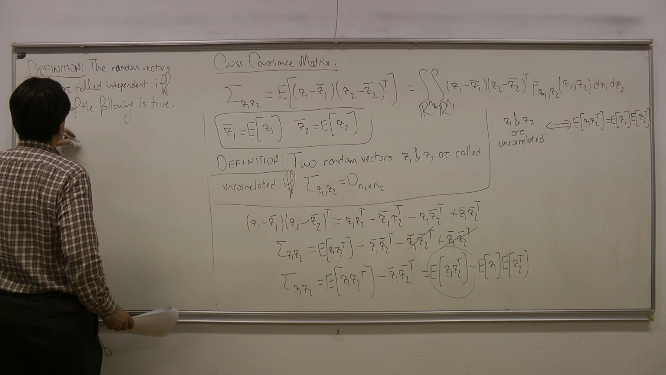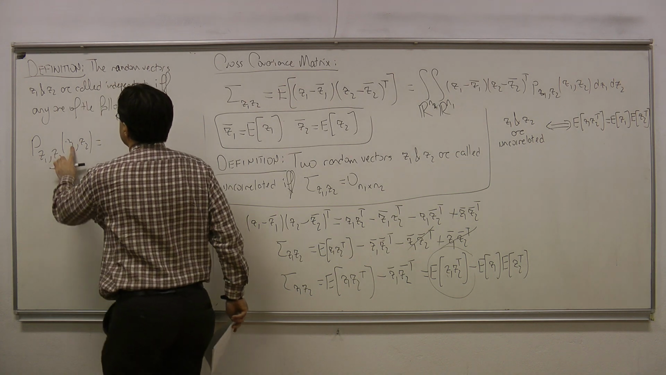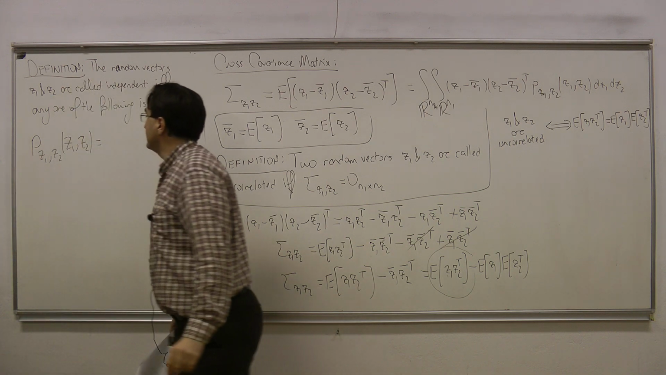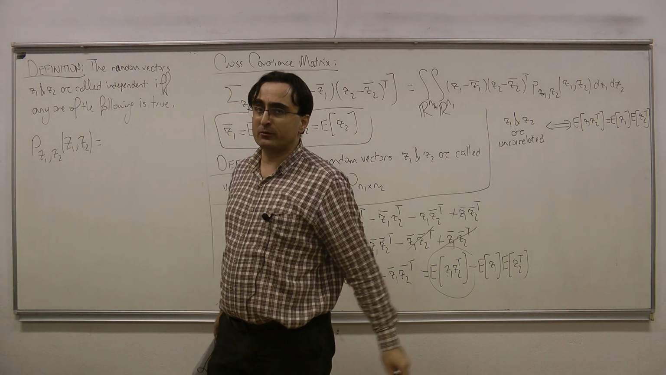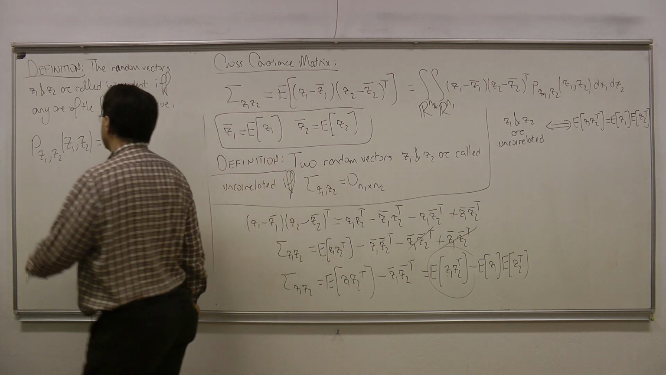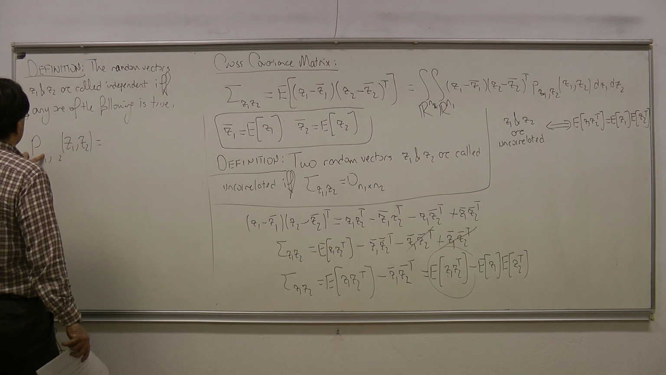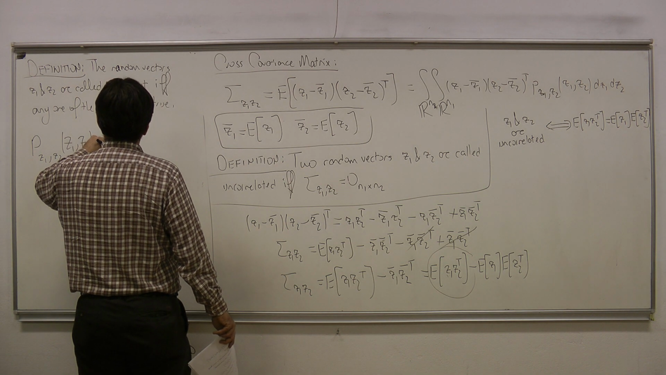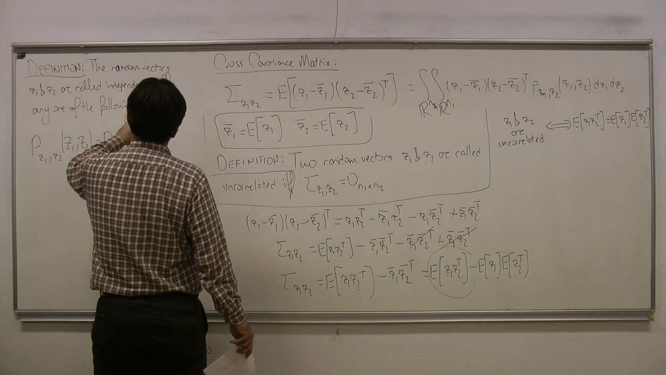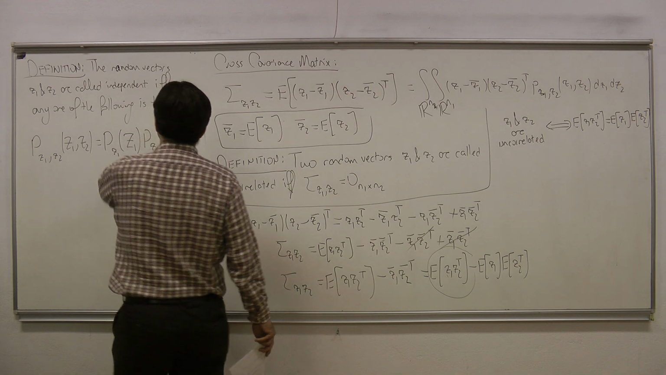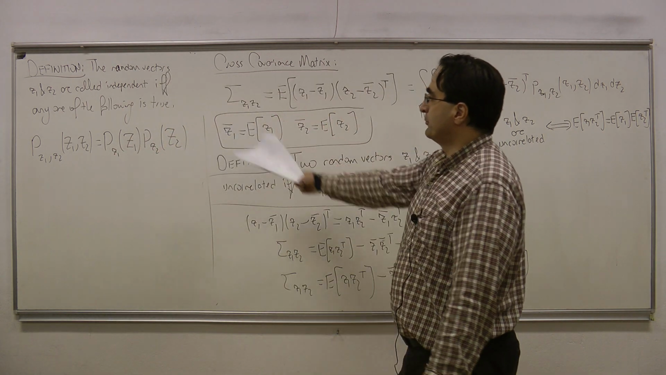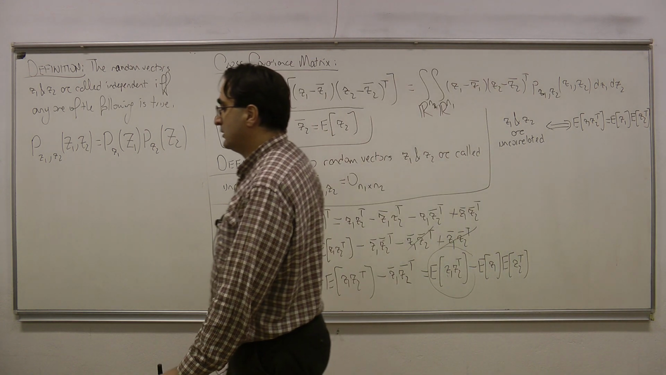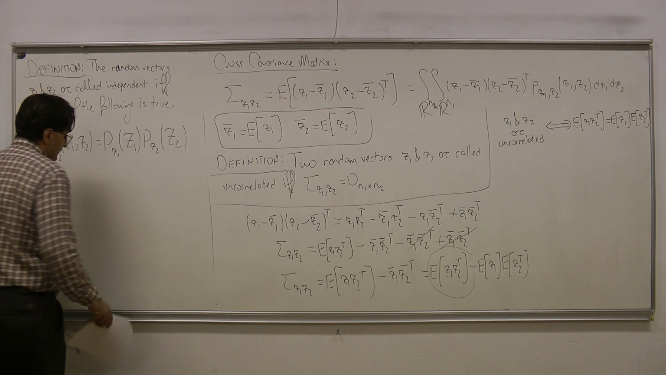So if two random vectors are independent, then their joint distribution function given like this can be factorized into its marginal distribution functions. These are small ones. So this is P_Z1, capital Z1, P_Z2, capital Z2. Okay? Distribution functions can be factorized into multiplication of the marginal distributions.